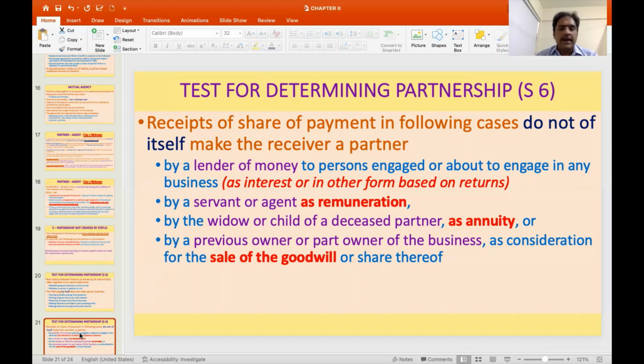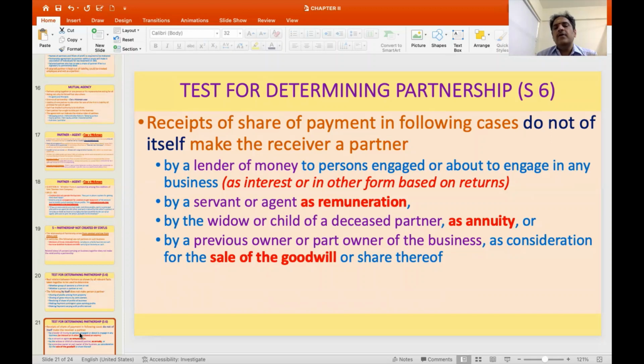Where someone has lent money for a business to be conducted to persons engaged in a business, automatically the persons have to pay him interest. So does the lender become a partner? No. Merely because he is paid out of the returns as interest, it does not make him a partner. And the persons who are engaged in business, he does not become a partner along with them.